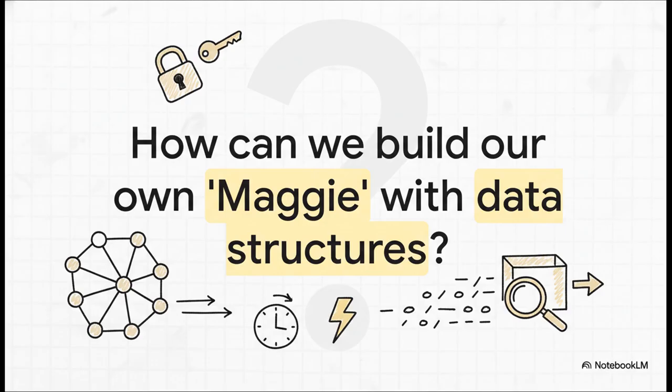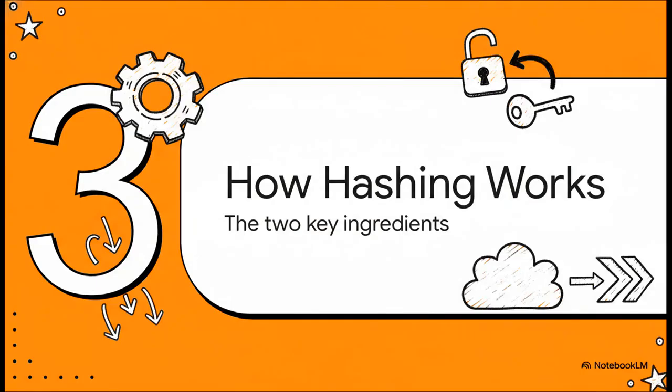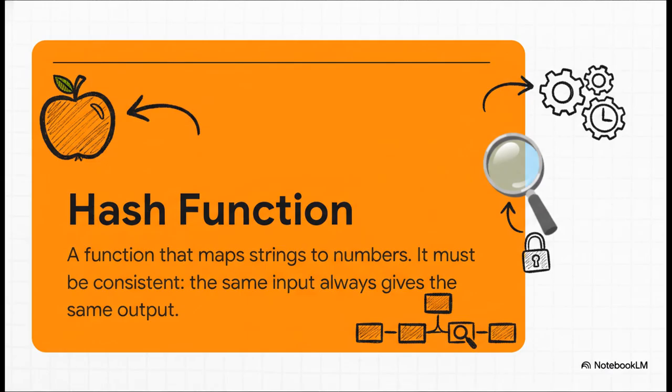The real question is, how can we build our own Maggie? How can we use data structures to create this magical instant lookup system for ourselves? And this is where hashing comes in. It's not magic. It's just a really, really clever system. And it's built on 2 key ingredients that work together perfectly. Let's break them down. So ingredient number 1 is the star of the show, the hash function.